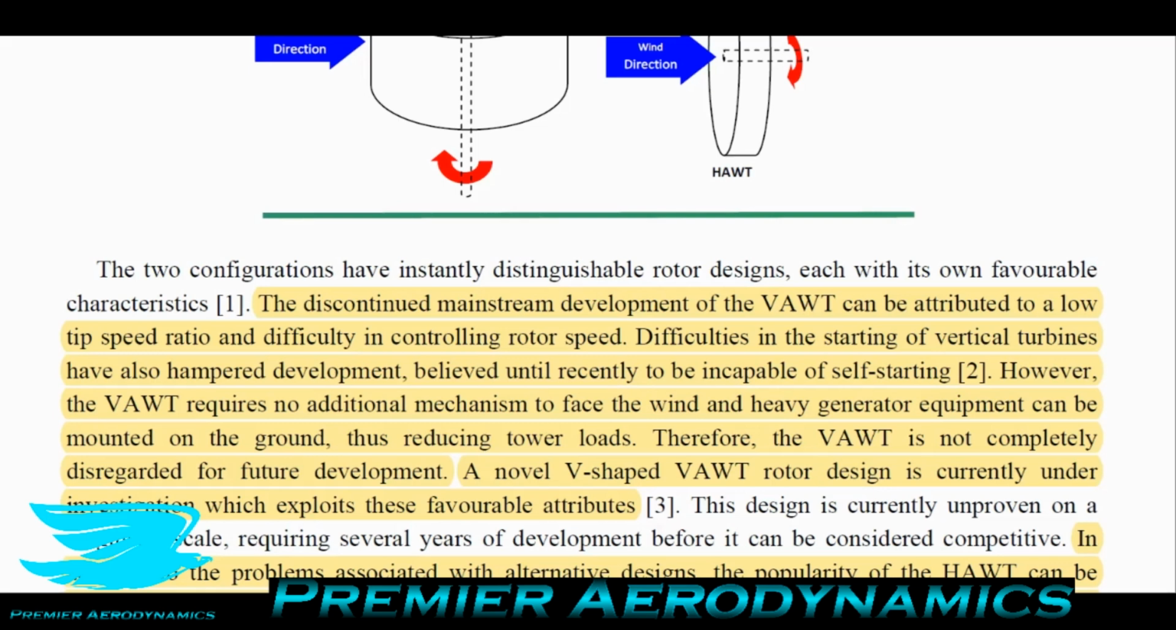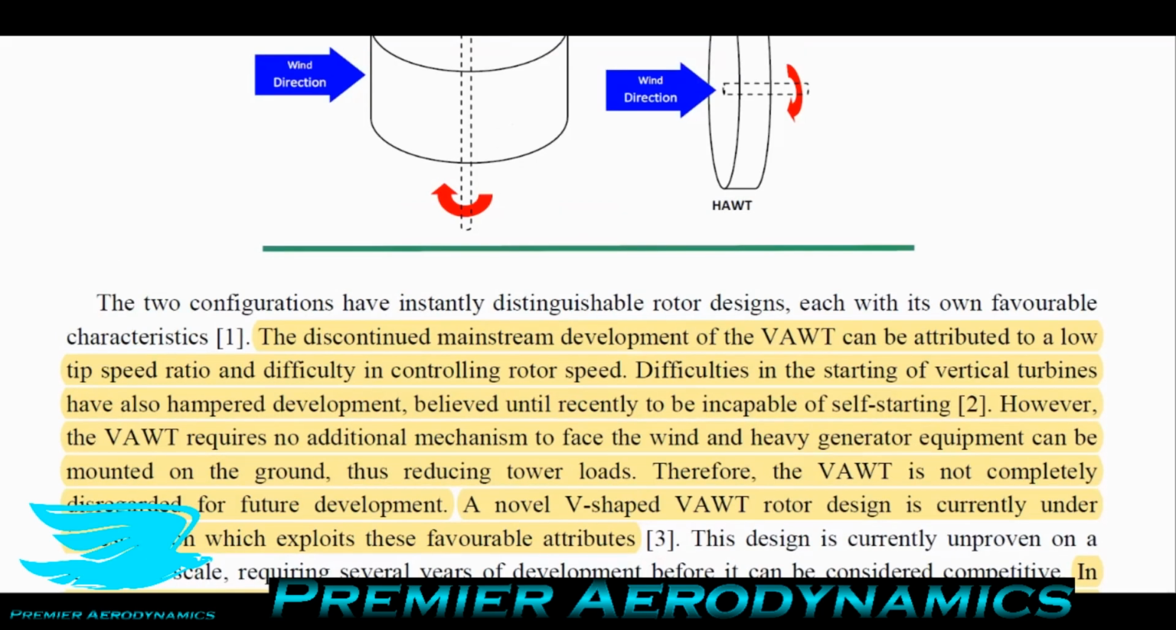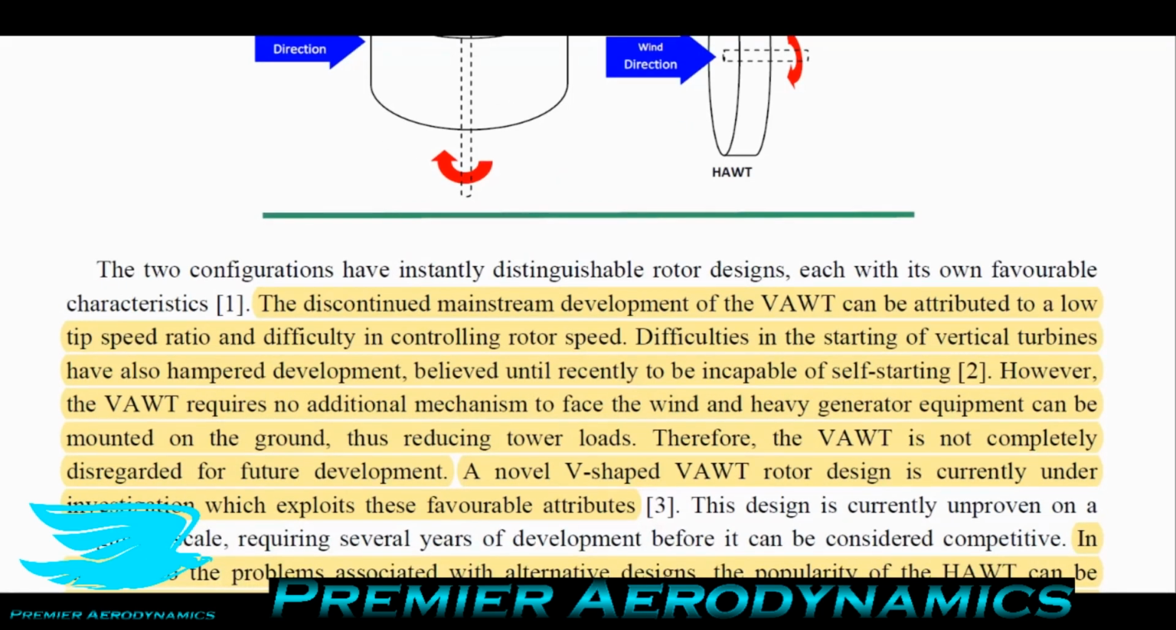They're saying that it was believed until recently that they weren't able to self-start, and that's a big deal because you want your wind turbine to extract energy whenever there's wind around. You don't want to have to go and start it yourself and then get energy out of that. That's inefficient. It wastes a bit of time and you don't get as much energy. So that's why horizontal axis wind turbines, or HAWTs, are more popular than VAWTs.